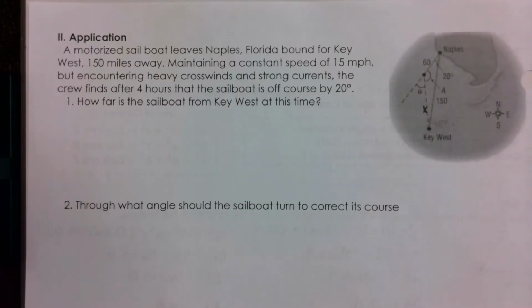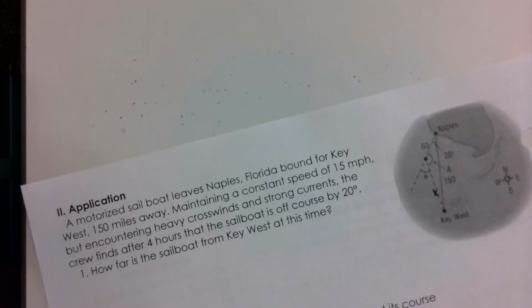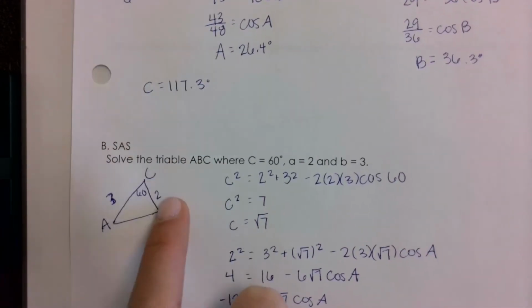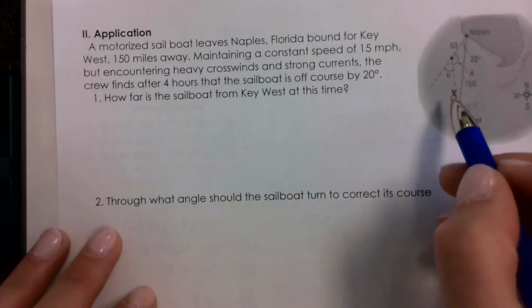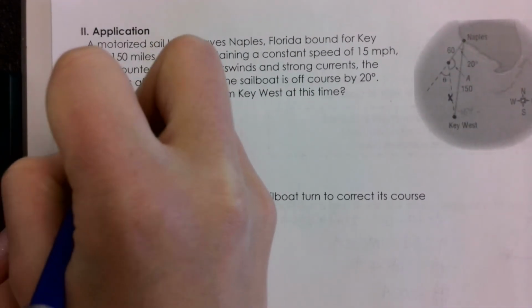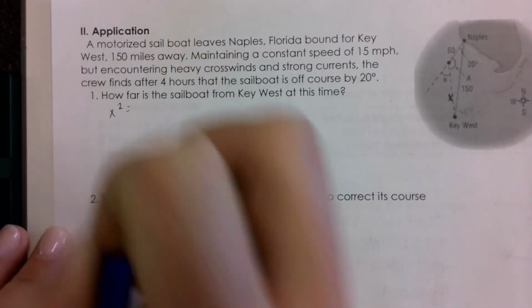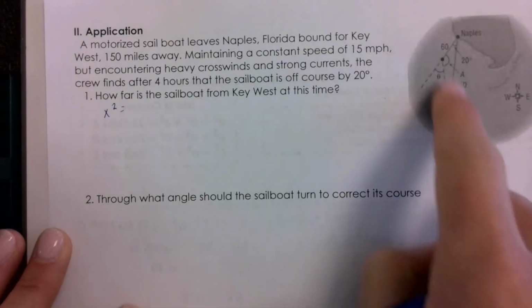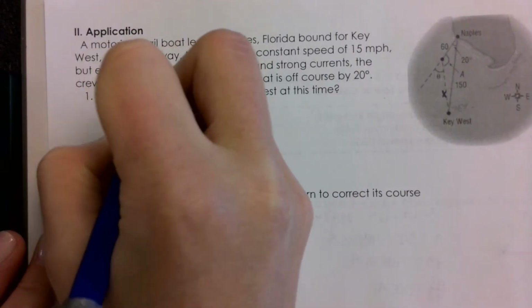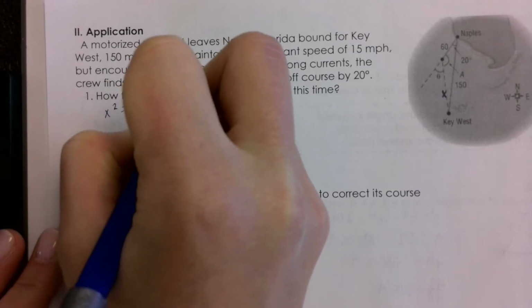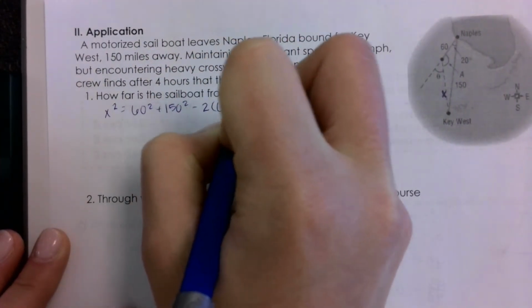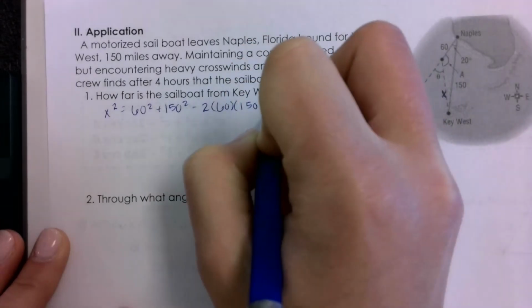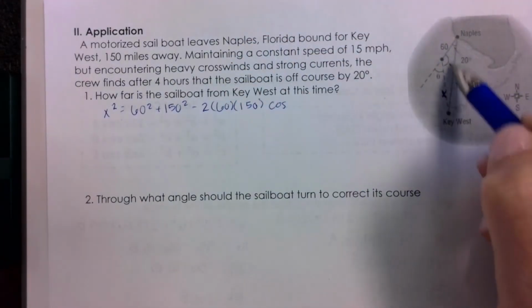So that's like we did before on which one? Where you had the two sides and the angle in between. Right here, where you had your two sides, the angle in between. So we're going to set this one up just like that. If we're trying to find x squared, or just x, we'll have our sides that we do have squared. So 60 squared plus 150 squared minus 2 times your sides, which was 60 and 150, all times cosine of the angle that you do have, which was 20.